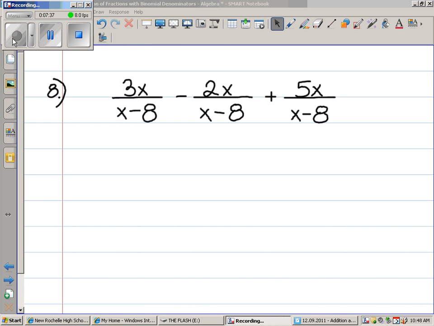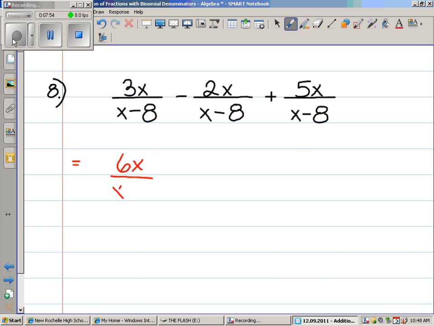Last problem of the day, you've got 3 separate fractions. Do they all have the same bottom? Is there anything really to worry about then? 3x minus 2x plus 5x. Is there anything we can cancel? Very nice.